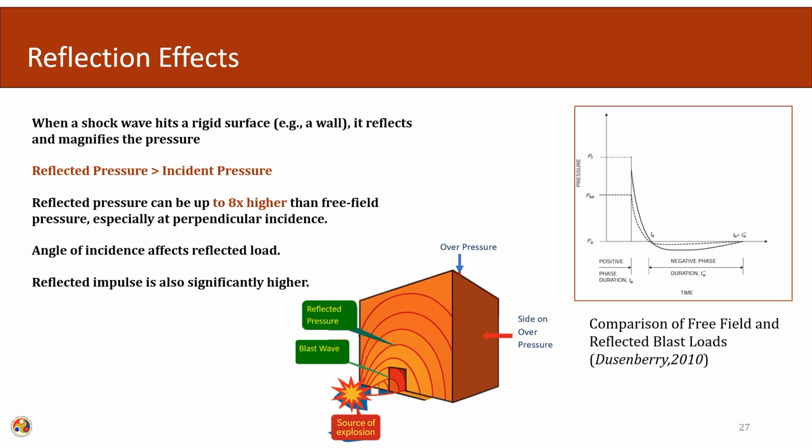The angle of incidence also affects the reflected loading. The reflected impulse is also significantly higher than the impulse that we derive from the overpressure signature. Here in the graph we can see the addition of the reflected pressure also. PSO, as we have already seen, is the overpressure and PR is the reflected pressure, and as the signature says, the magnitude of PR is significantly greater than PSO.